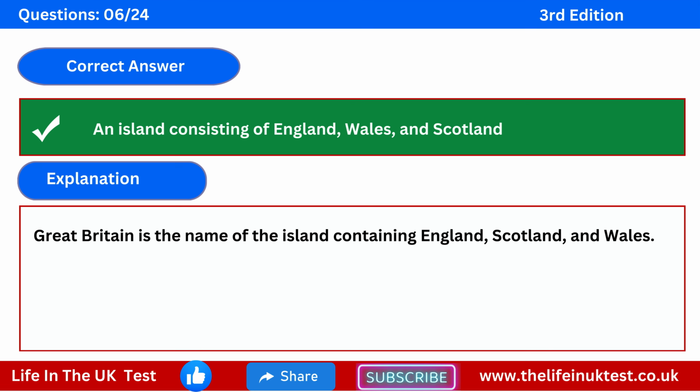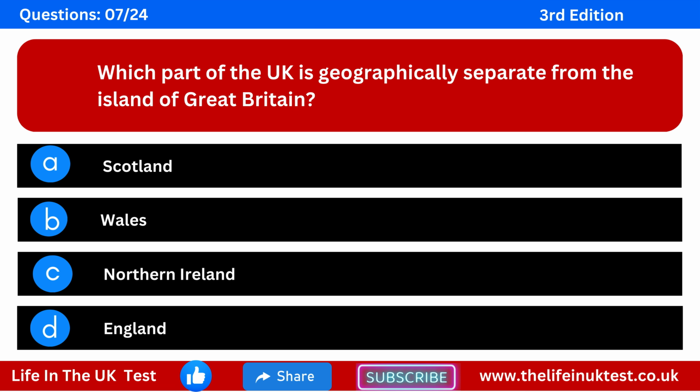The correct answer is an island consisting of England, Wales, and Scotland. Explanation: Great Britain is the name of the island containing England, Scotland, and Wales. Question 7. Which part of the UK is geographically separate from the island of Great Britain?